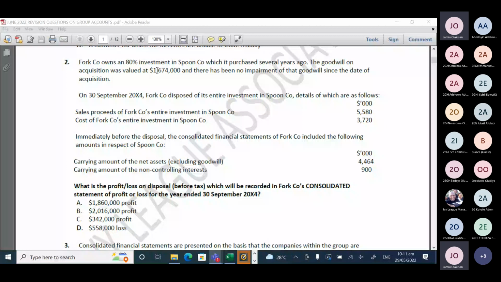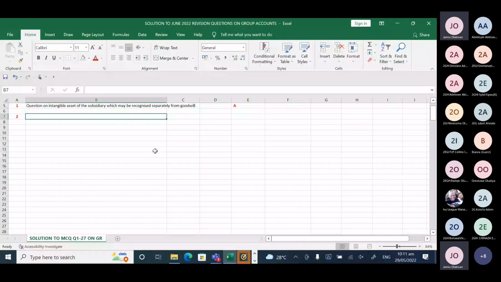Please follow me to the Excel. I don't want to come back to that place. So I simply say profit or loss on disposal in consolidated financial statement. Allow me to abbreviate, right?